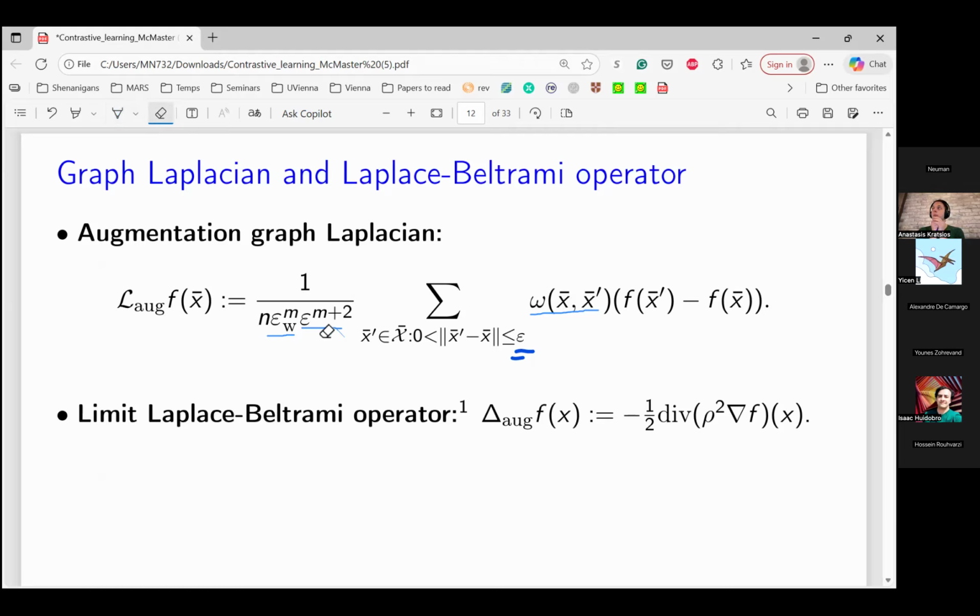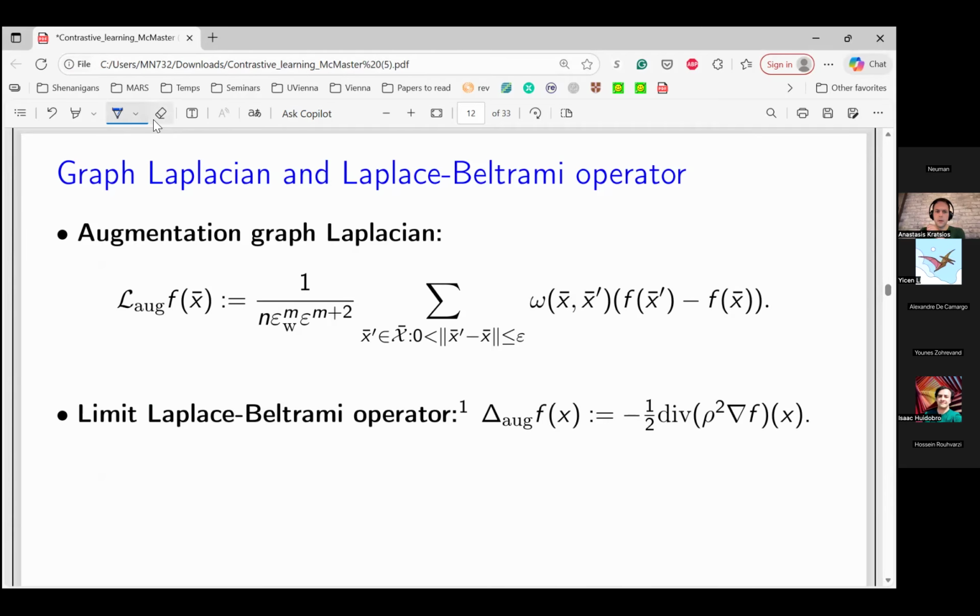All right, so after I do all of that, the limit at the end turns out to be this right here. I keep saying that the graph Laplacian sits somewhere between first level similarity and second level similarity, right? I would have to have a proof at the very end to back it up. The limit is something like this: one half divergence of rho squared times the gradient of f.